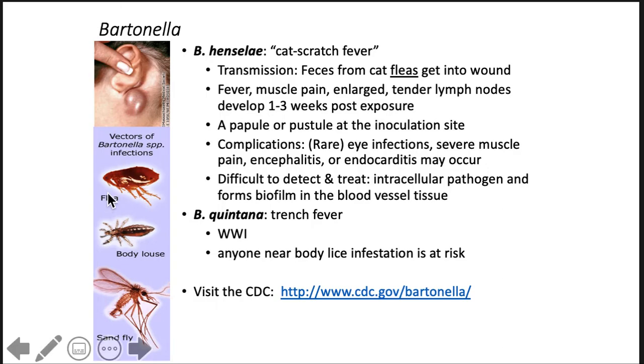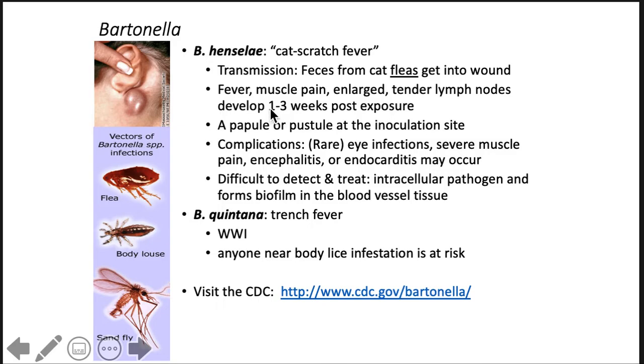Okay, so fleas can transmit Bartonella, and we also have lice and sandflies that can transmit this other species called Quintana, which isn't so popular today, but was a huge problem during World War I, and it was called trench fever. Body lice infestations were a huge problem during World War I, and so lots of soldiers came down with trench fever.